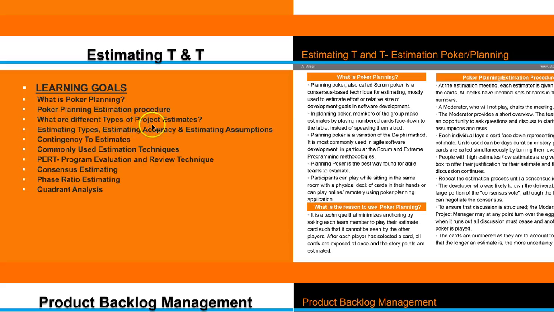Then what are the different types of project estimates? Estimating types, estimating accuracy, estimating assumptions, contingency to estimates, and commonly used estimation techniques. The PERT technique, which we even saw before, is the program evaluation and review technique, where we look into the optimistic, pessimistic, and most likely estimates. Then we have consensus estimating, where we reach consensus using decision-making techniques like the Delphi technique. We have phase ratio estimating and quadrant analysis.